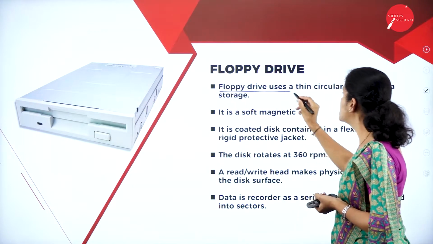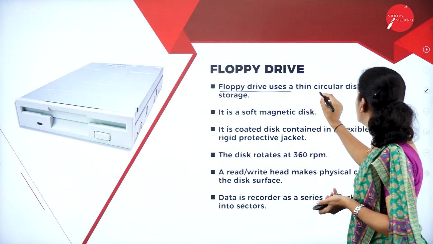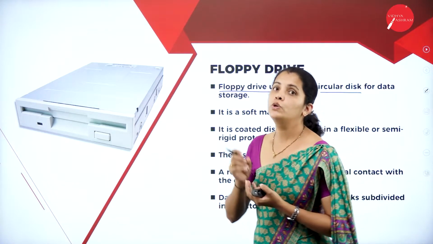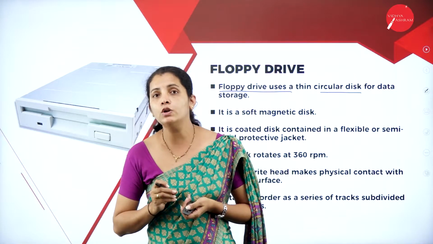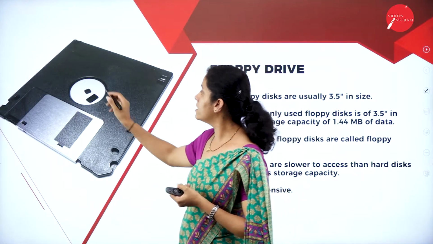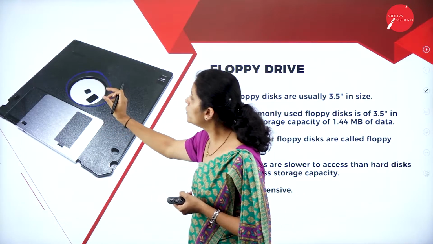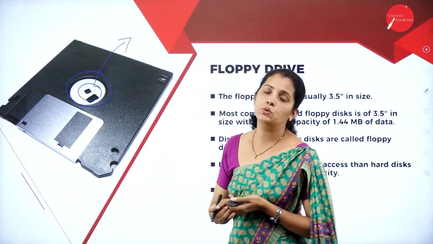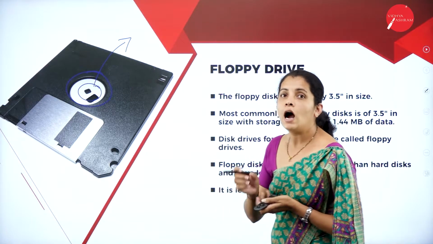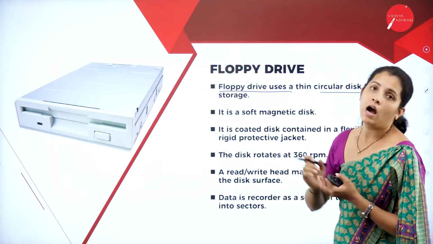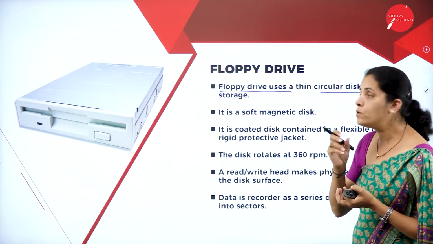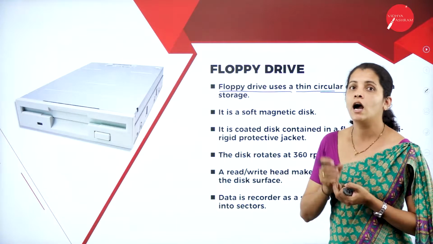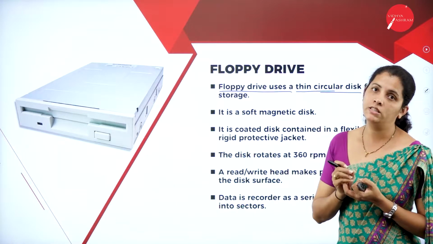And the floppy disk uses a thin circular disk. I repeat, the floppy disk is going to use a thin circular disk. Consider this diagram. Here I'm going to have a thin disk, and this disk is mainly used to store the data. And we are going to have an outer jacket. If I want to protect my thin circular disk, I'm going to use the outer jacket.